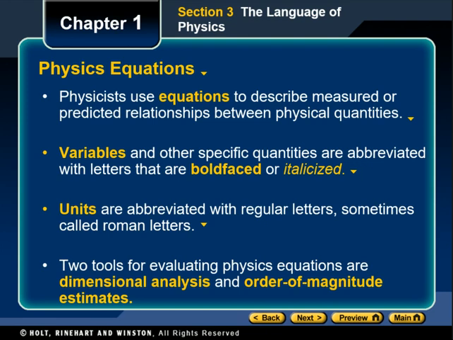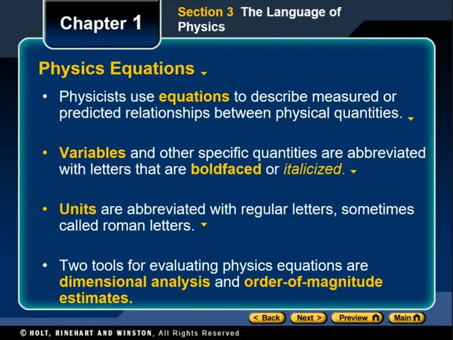Many of the equations in physics represent a simple description of the relationship between physical quantities. The units in which these quantities are measured are often also abbreviated with symbols consisting of a letter or two. Most physics courses provide some clue to help you keep track of which letters refer to quantities and variables and which letters are used to indicate units. Typically, variables and other specific quantities are abbreviated with letters that are bold-faced or italicized. The difference between the two is described next chapter, Chapter 2, Two-Dimensional Motion and Vectors.